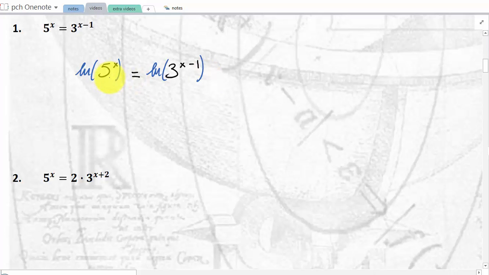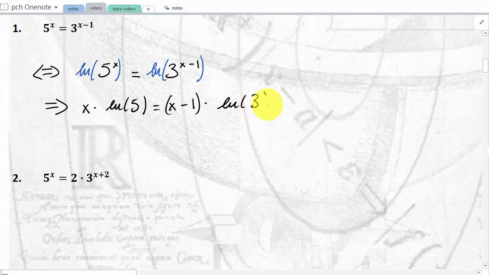Why did I apply ln? Because now look what happens. Once you apply ln on both sides, you have, and this is actually an if and only if, but the next one is only one direction, x times ln 5 equals x minus 1 times ln 3. I've just applied the property of logarithm that allows me to take an exponent down. Very common property. Then what?